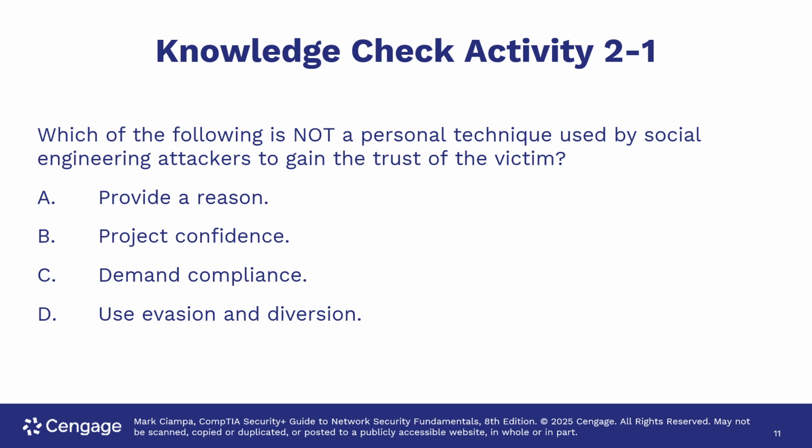Okay, so let's take a minute and do our quick activity check here. Which of the following is not, repeat, not a personal technique used by social engineer attackers to gain the trust of the victim? Providing a reason, project confidence, demand compliance, use evasion and diversion. So those are the four answers.